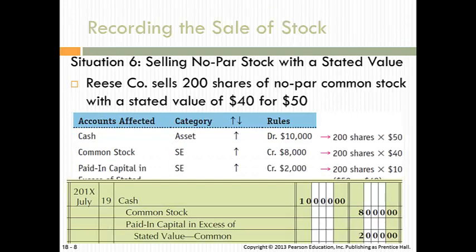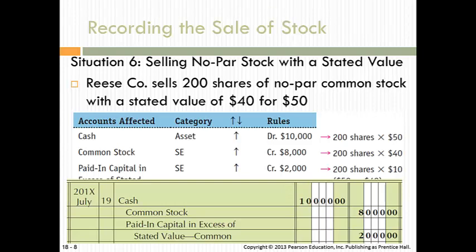Now we have Reese Company, which sells 200 shares of no par common stock with a stated value of $40 for $50 per share. In the last learning unit, I pointed out there's no difference in the accounting treatment of stock that has a stated value instead of a par value. This transaction is recorded in the same way.